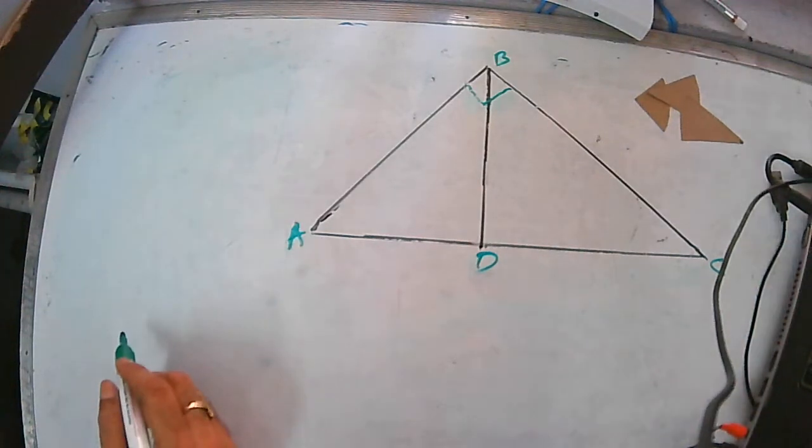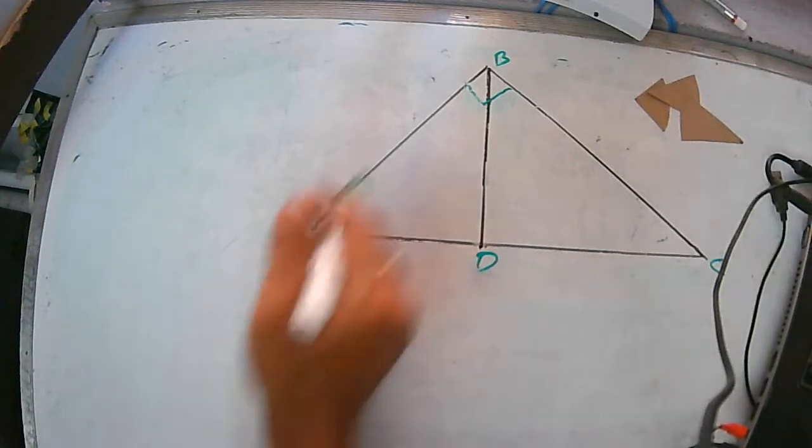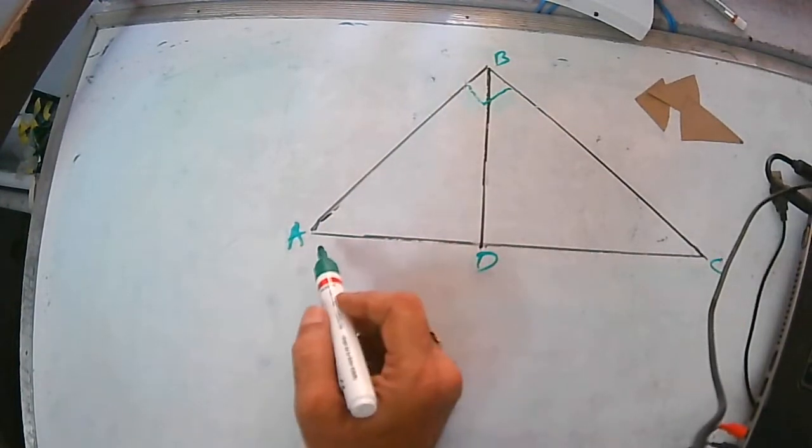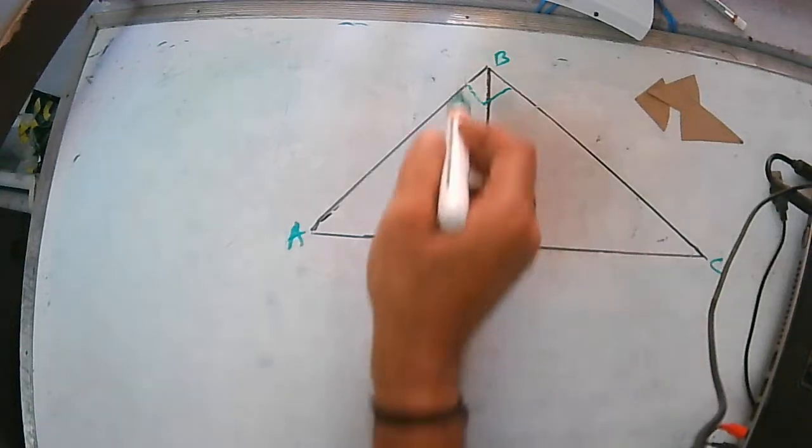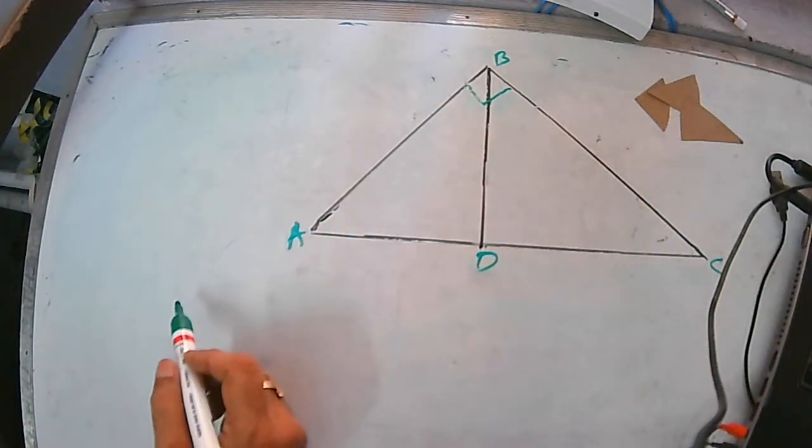Now let us see Pythagoras theorem. So what is Pythagoras theorem? In any right triangle, the square of the hypotenuse is equal to the sum of the squares of the other two sides.